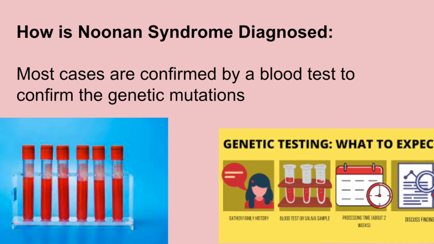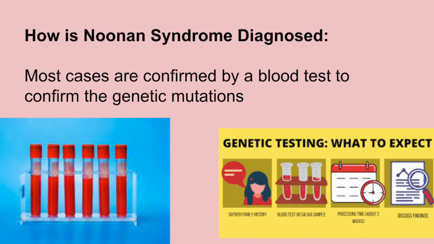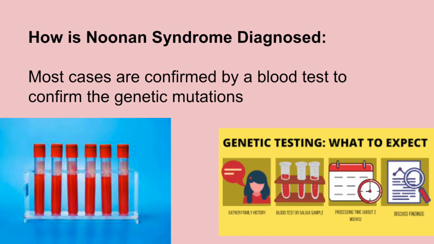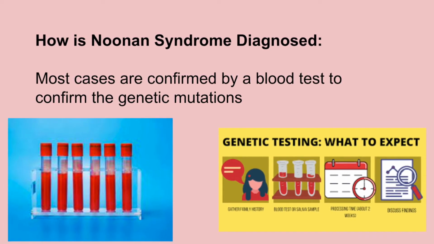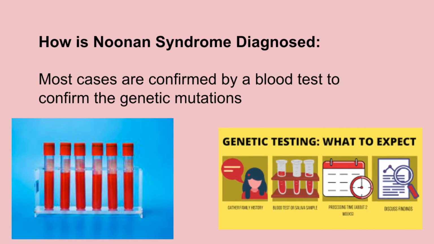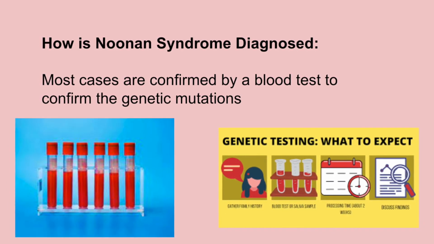Noonan syndrome tends to be diagnosed through blood testing. Many people will work with a genetic specialist for this testing. So in some cases, Noonan syndrome may be suspected based off of results in fetal ultrasonography, but in most cases, children are diagnosed at birth or early infancy based off of physical findings or blood testing.